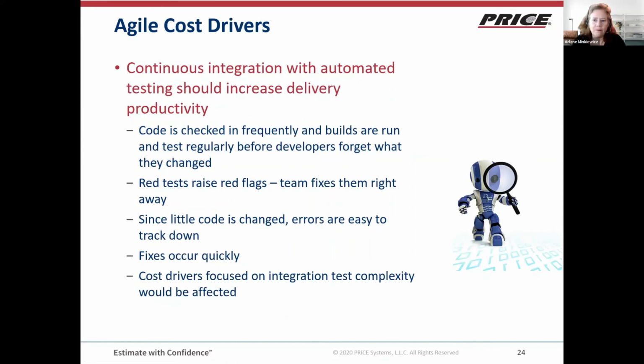One of the things that I think is a huge quality increaser, I think it's a great Agile practice, and probably was a practice long before Agile was a thing, is continuous integration with automated testing. It absolutely improves delivery, productivity, and quality. So code gets checked in regularly, builds are run and tests regularly run before the developer forgets what changes they made. Red tests raise flags. The number one job of the team is to fix the red tests, fix the tests that fail before going forward.